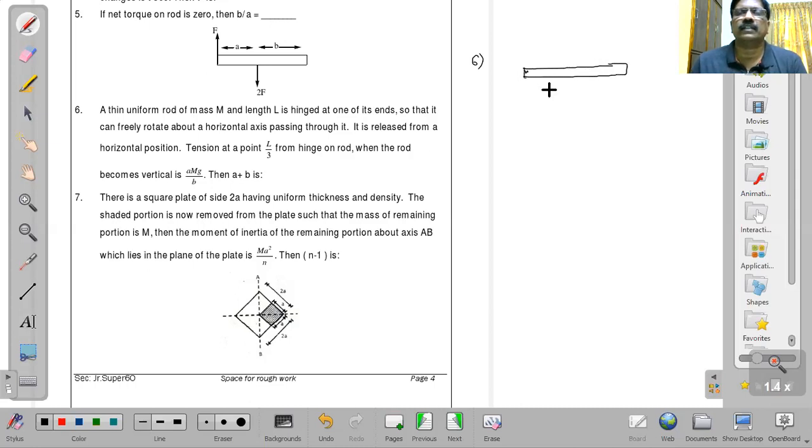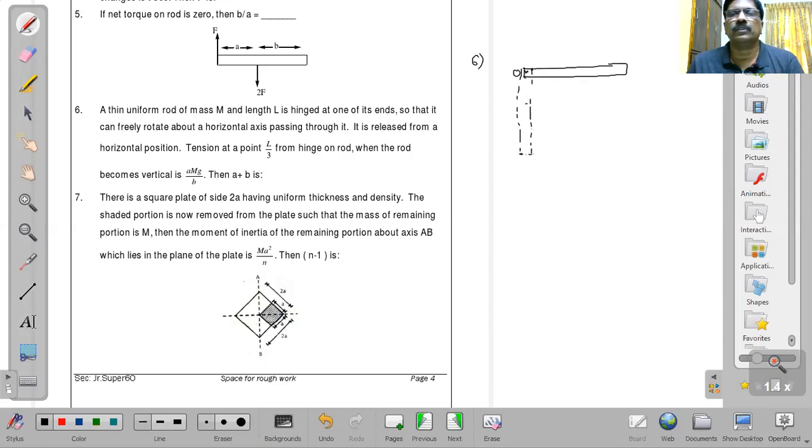Initially, the position of the rod is like this. Whenever it is released, because of the torque due to weight about the point O, the rod rotates in the vertical direction, and when the rod comes to the lowest position, it becomes vertical. Whenever the rod becomes vertical like this, what is the tension in the rod at a distance L by 3 from the hinge?